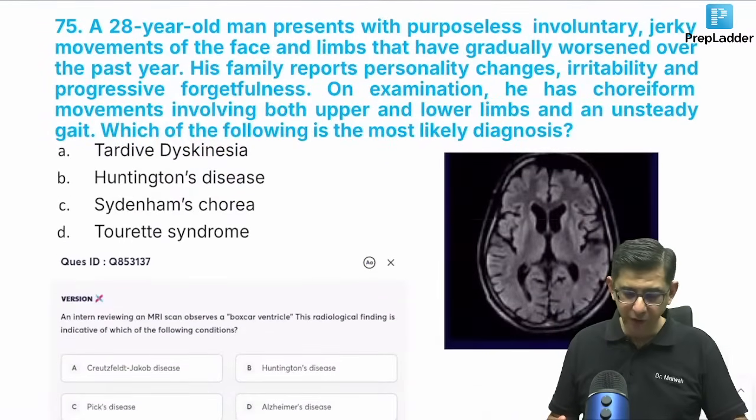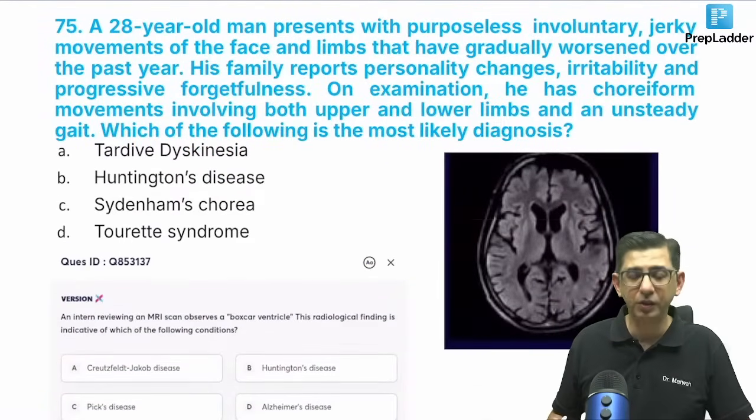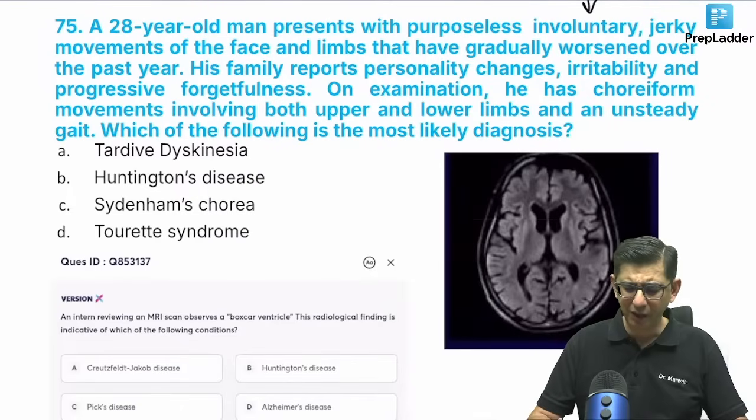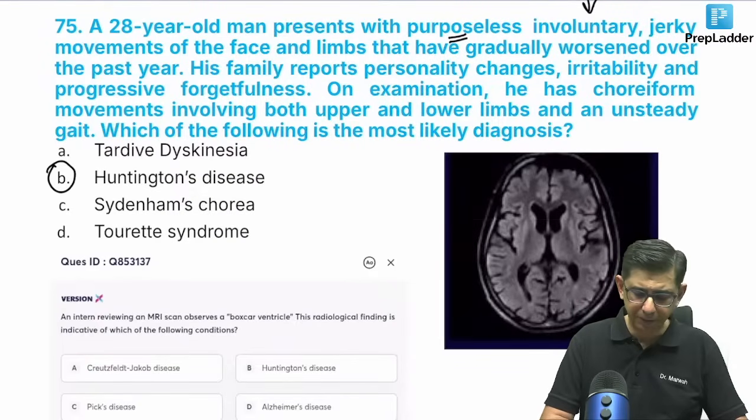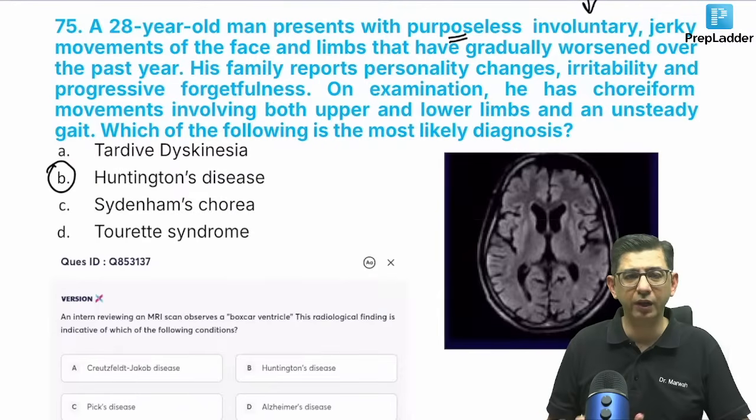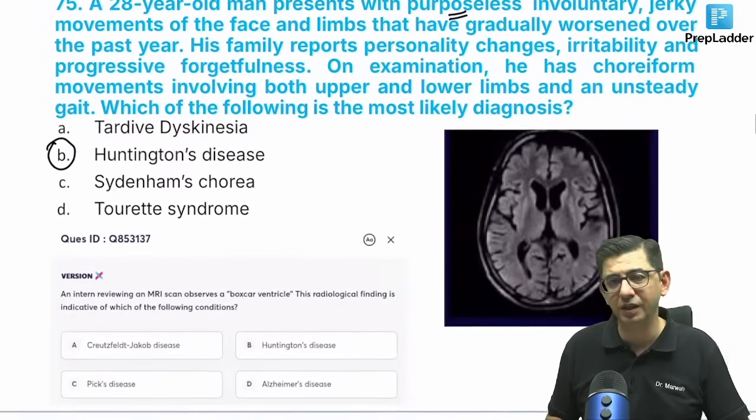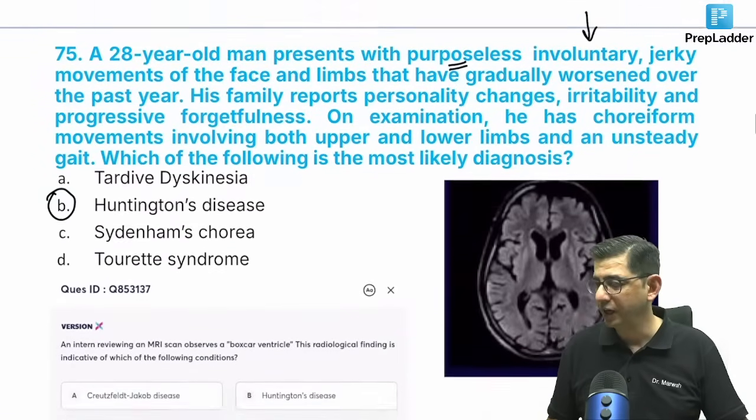Okay, next one is purposeless involuntary jerks in a patient. So that would be Huntington's chorea. That purposeless jerks was making it easier. I don't need to describe the ventricles in a patient. I mean, there are only two questions: either it comes on synonyms or it's on Huntington's. And if MRI is given, then it has to be Huntington's chorea. Why 28? Because of anticipation, the disease can occur at a younger generation as well.